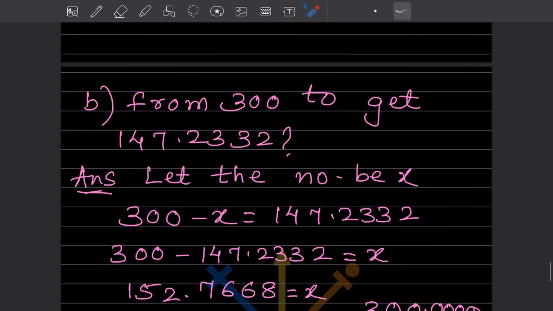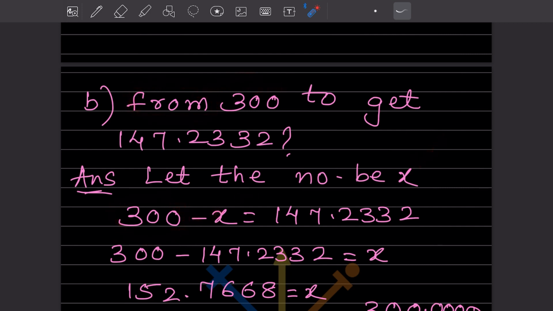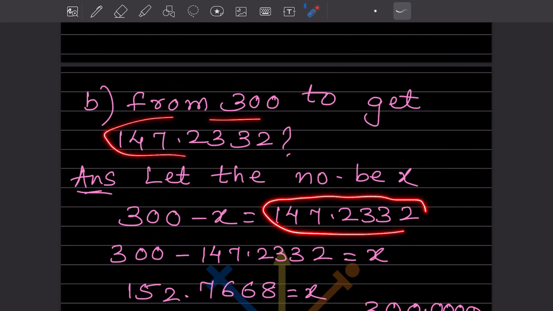Now see here, from this one, what should be subtracted? The same thing, the number is being changed from 300 to get. So let me write, let the number be x. So as I told you, after from, that is 300. So 300 should be at the start. Subtraction means this is subtracted, minus x. To get means you're going to write it after is equal to.